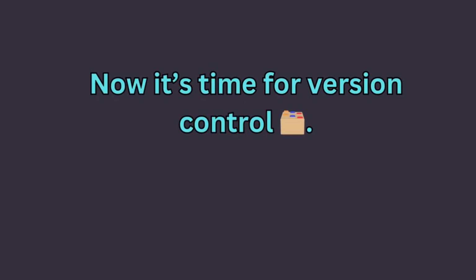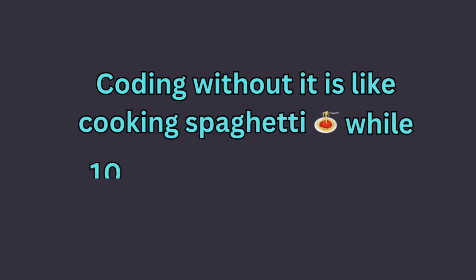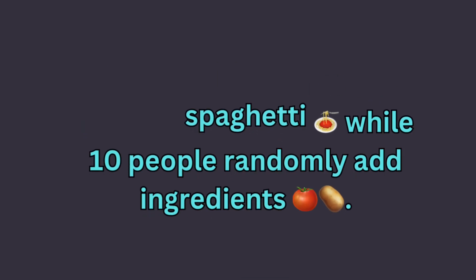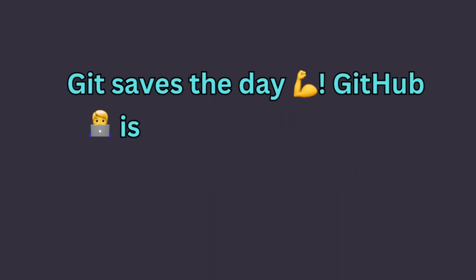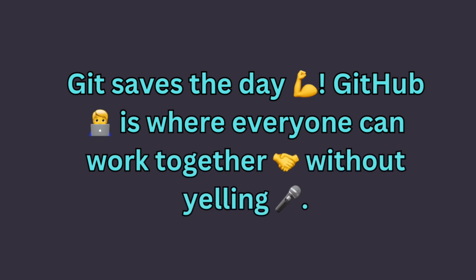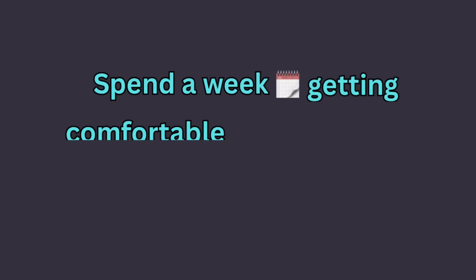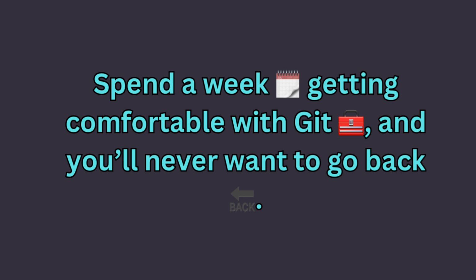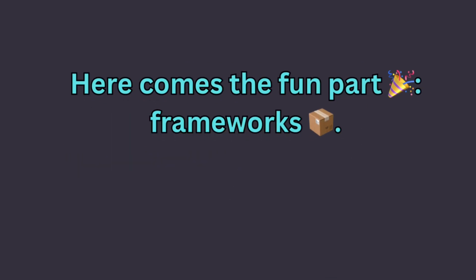Now it's time to talk version control. Let's face it, coding without it is like trying to cook spaghetti while 10 people randomly toss in ingredients. Total chaos. Git saves the day. GitHub, that's your cloud kitchen where everyone can work together without a shouting match. Spend a week getting comfortable with Git, and you'll never want to go back to the old wild west of coding.